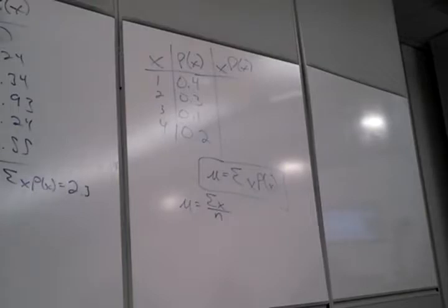L1 is my x's, L2 is my p of x's. So to get L3, I do L1 times L2. Once I have those, I would go add them up. Right? Summation symbols should never show up here, because that's what you do. Once you have them, you add them up. You can't put a sum up here. Doesn't make any sense. Okay, good.